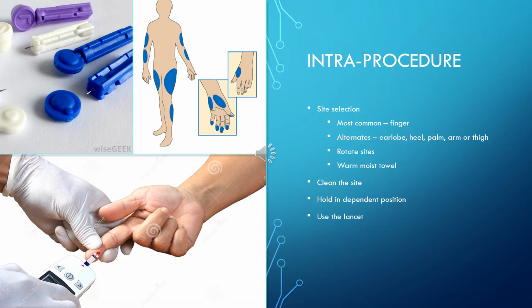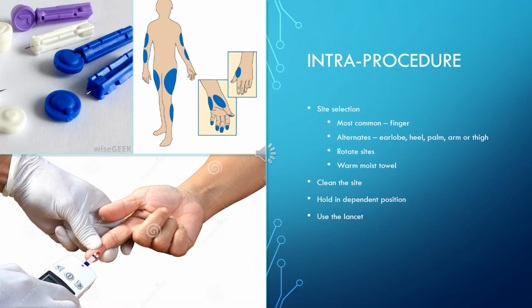You want to make sure that you have a warm, moist towel available for those that may have problems with circulation in the extremities. If the extremity is cool to the touch, one might want to warm that up so it'll expand and open the capillaries and get the blood flow more to the extremity.